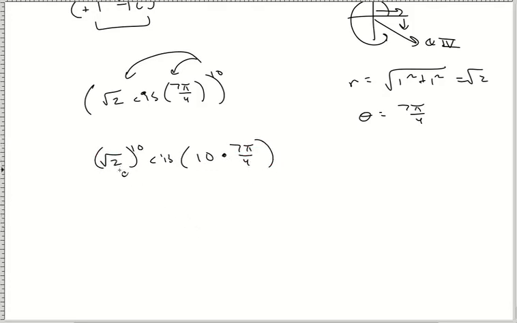Well, this guy's kind of interesting because this is a half power, 2 to the half power, and then 10 times a half, powers multiply, make 5. So 2 to the 5th is 32, CIS of. And I need to figure out what this angle is. I guess you could say the 4 and the 2 can cancel a little bit, right? I can cancel a 2 from both of these, so it'd be 5 and a 2 there. So what, 35 pi over 2?